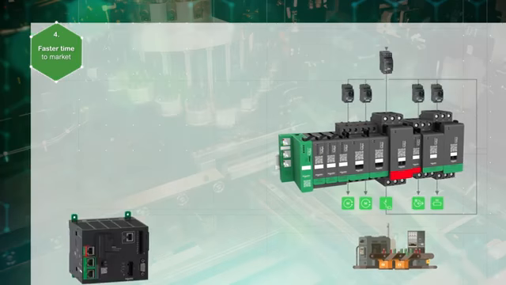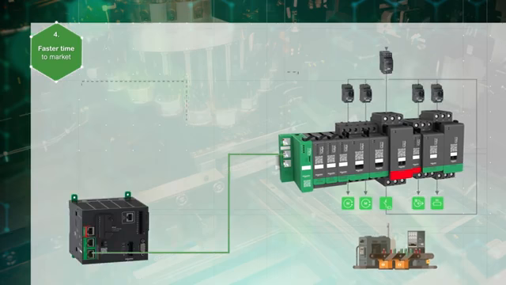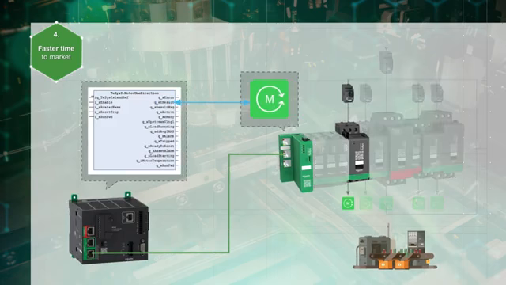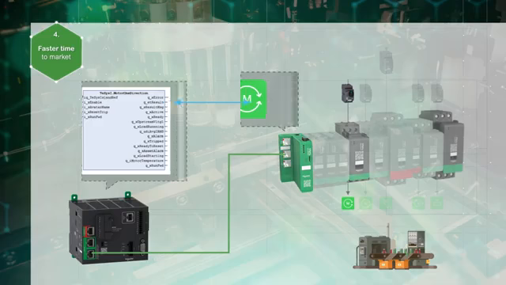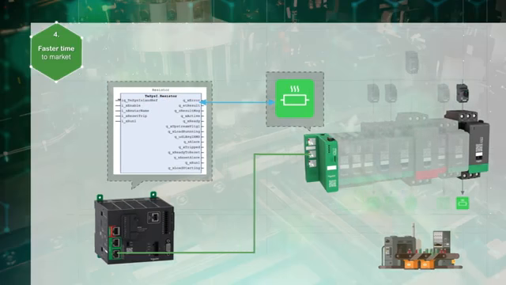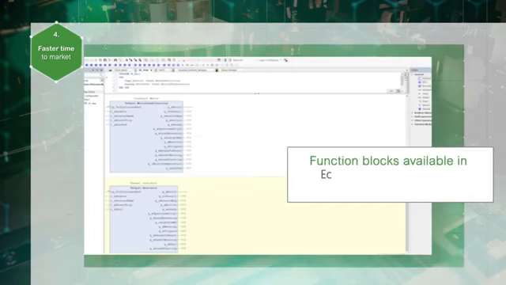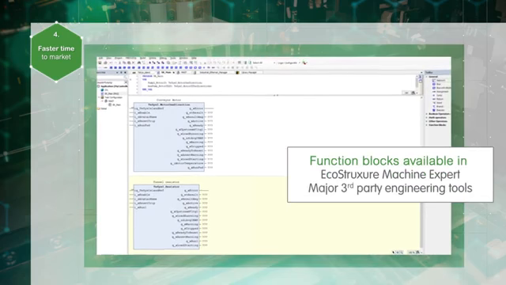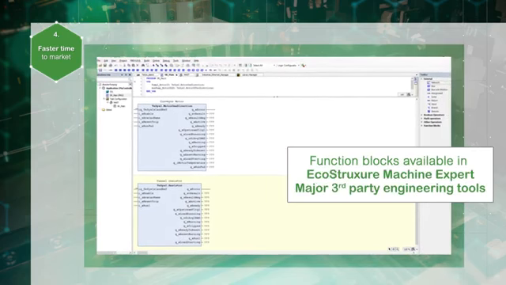Thanks to the object-oriented approach, based on the TeSys avatar's predefined library, the automation engineer can save programming time. Function block diagrams give access to control and monitoring of the function at the desired level. They are available in EcoStruxure Machine Expert and within major third-party engineering tools.